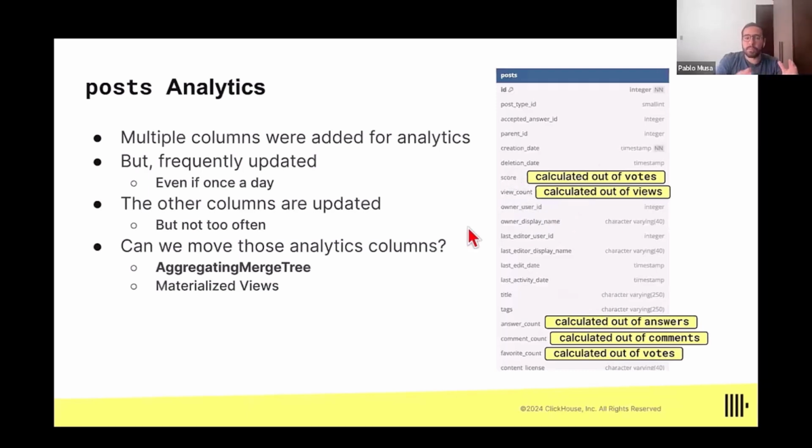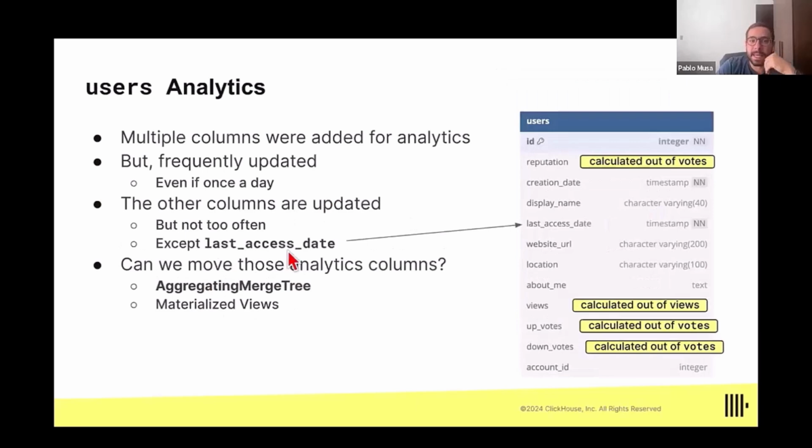So what you can do is actually move this far away from posts and just have the analytics separately in ClickHouse. Okay? And moving those analytics columns, it's very easy and performant to do with ClickHouse using aggregating merge trees and materialized views. The same thing for users. You have the reputation, you have views, you have upvotes, downvotes. We can move this away and just have this analytics data in a separate place.